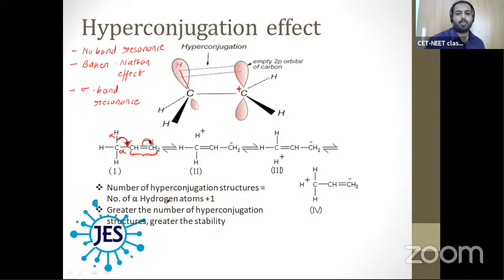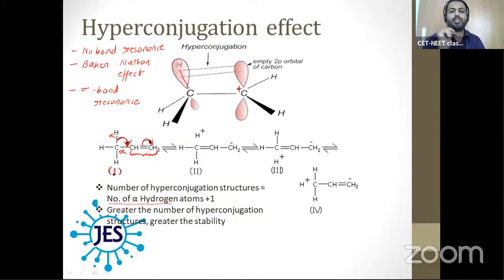So the number of hyperconjugation structures is equal to the number of alpha hydrogens plus 1, the very structure of the compound is also a hyperconjugation structure. Okay, just a second, I am not keeping a look at the watch. I don't know how many more minutes are left for me. I think we're almost coming to the end of the session. So this is how you calculate the number of hyperconjugation structures.